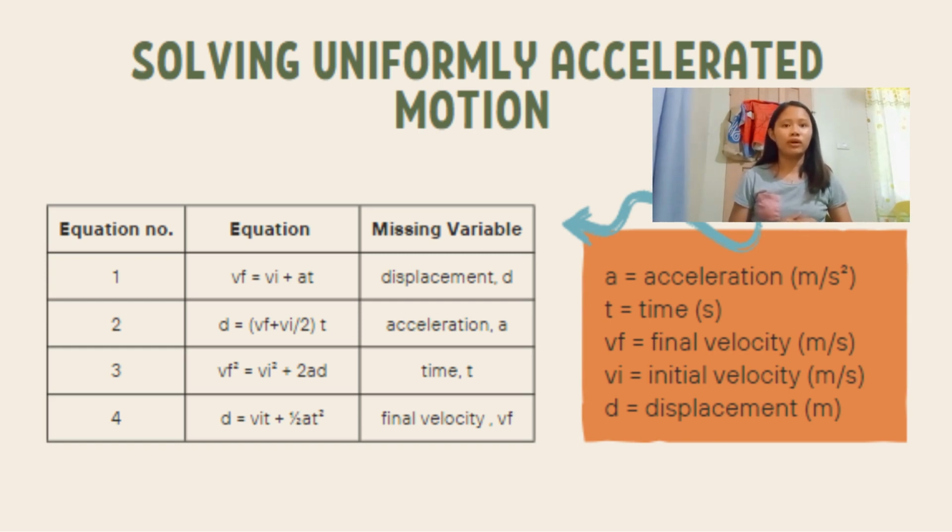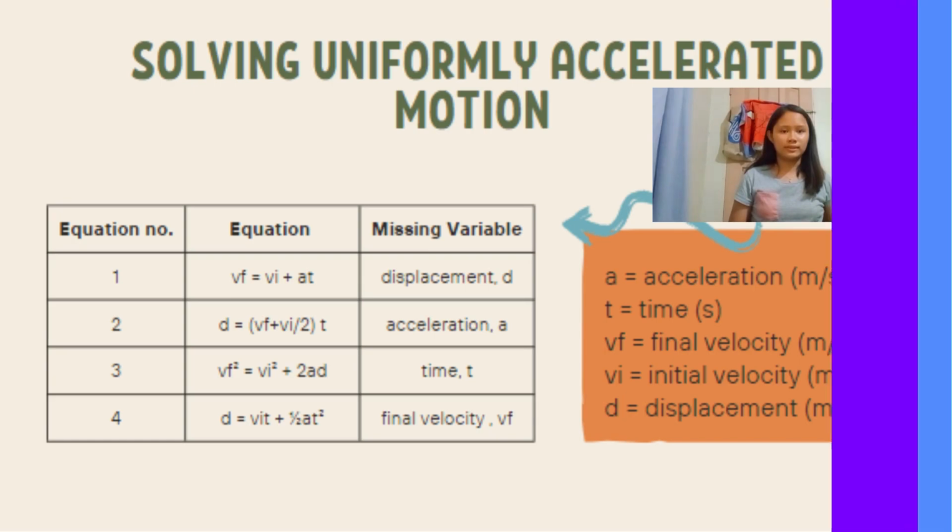The missing variable is the time t. And equation number 4: d equals vi times t plus 1/2 at squared. The missing variable is final velocity vf. And now, a equals acceleration in meters per second squared, t is time in seconds, vf is final velocity in meters per second, vi is initial velocity in meters per second, and d equals displacement in meters.